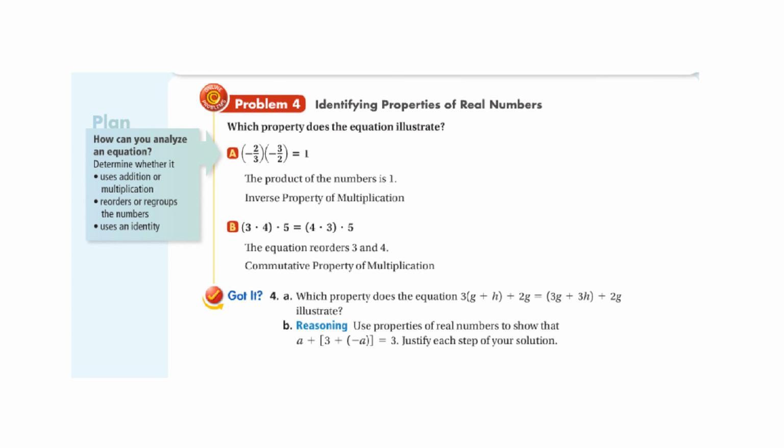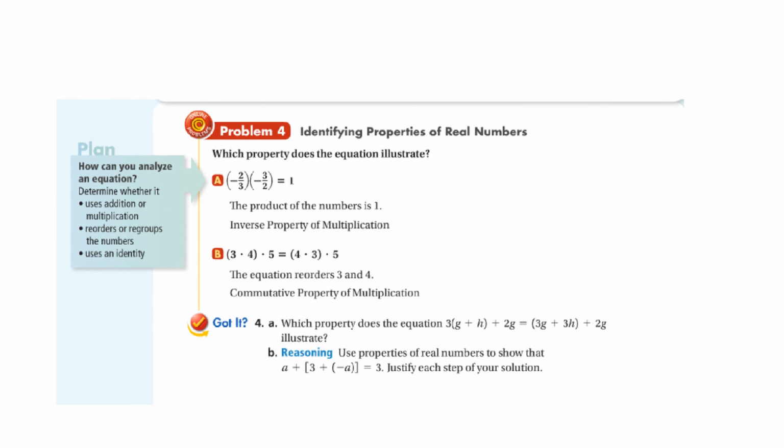Looking here at problem 4, they ask us to decide which property each equation illustrates. When you're doing that, follow these steps over here in our plan box. Determine whether it uses addition or multiplication, and then look for orders or regroups, or whether it uses an identity. So if I look at A, I'm dealing with multiplication. I have inverses, negative 2/3 and negative 3/2 are inverses and they equal 1, so I have my inverse property of multiplication. Example B, I have 3 times 4 times 5 equals 4 times 3 times 5. My parentheses stay with the first set of numbers, but inside those parentheses, the order of the numbers changed. So that would be our commutative property of multiplication. Now I'd like for you to do the Got It Problems 4.